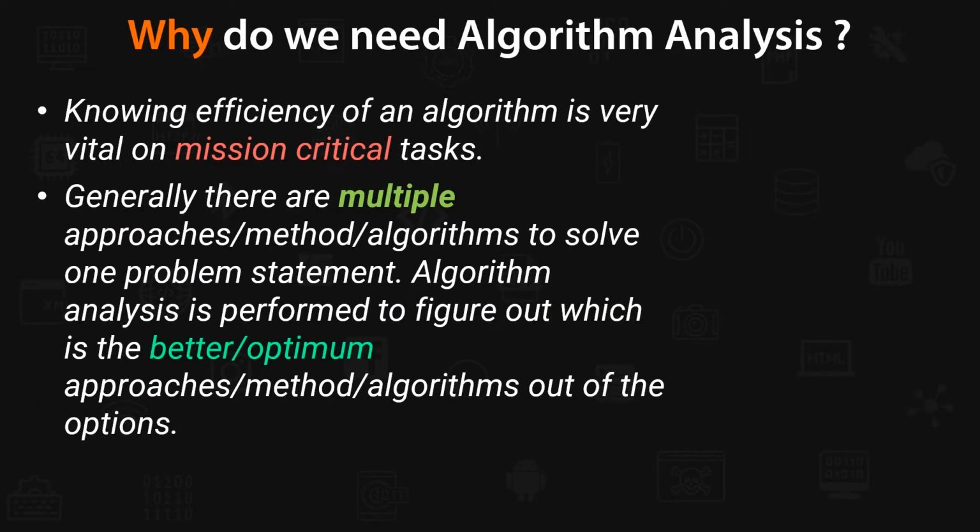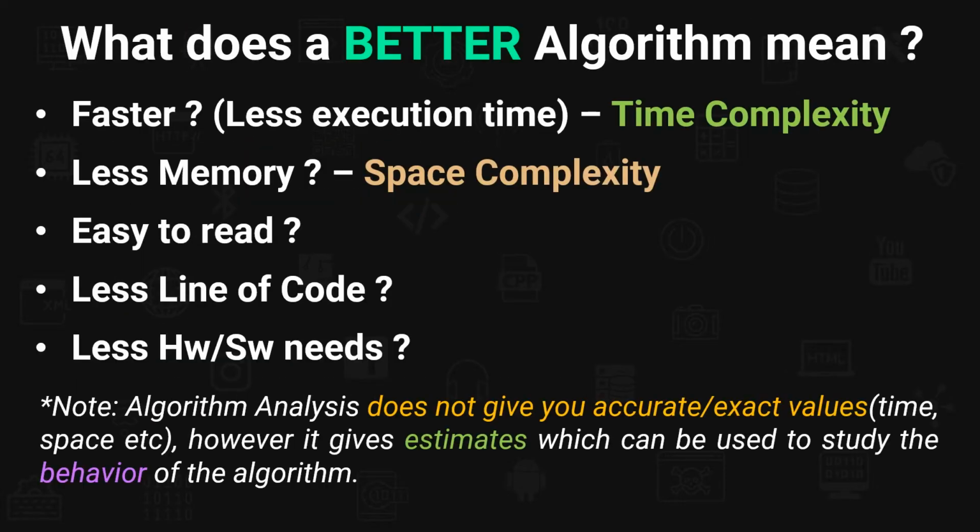Because we want to estimate the time and space, right? Because certain times we have some mission critical task wherein the time and space matters a lot. So we've discussed this previously, so I'm just quickly going through the slides. So what does a better algorithm mean in reality? Well, the two major factors are how fast is your algorithm, which is dealing with the time, so that's the time complexity, and how much memory is your algorithm occupying, which is lesser the memory, the better the algorithm, so that's the space complexity, okay?